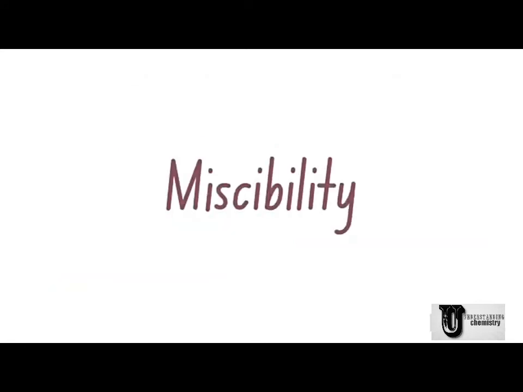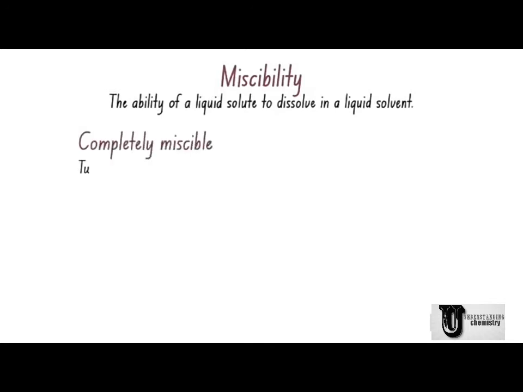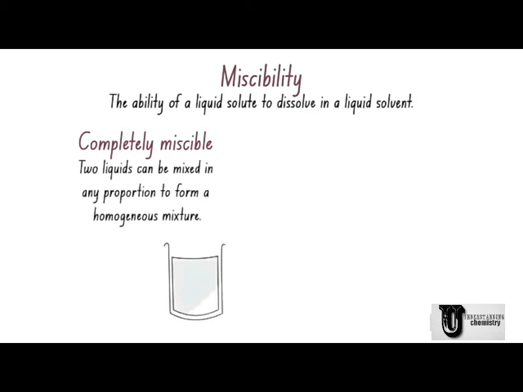Let's pause for a moment to look at the term miscibility. Miscibility refers to the ability of a liquid solute to dissolve in a liquid solvent. If two liquids are completely miscible, then we can mix them in any proportion to form a homogeneous mixture. For example, ethanol and water are miscible because we can make solutions using any concentrations of ethanol and water.